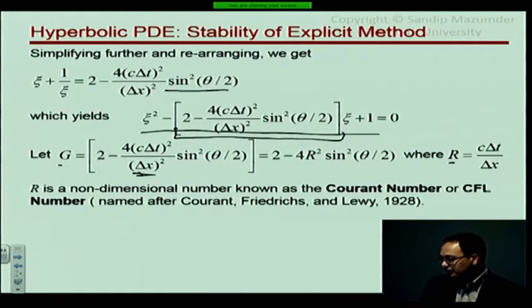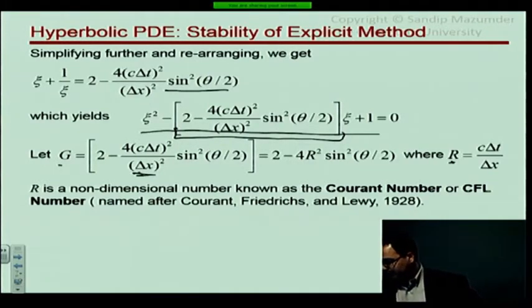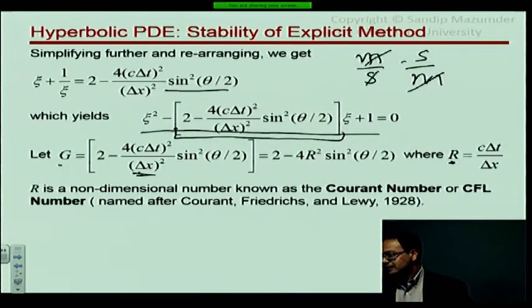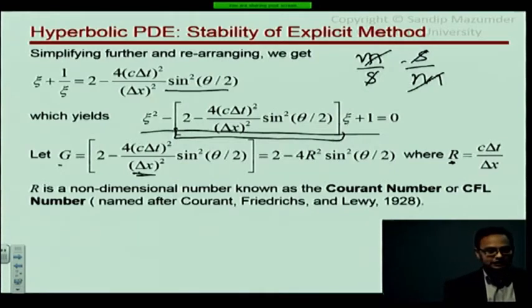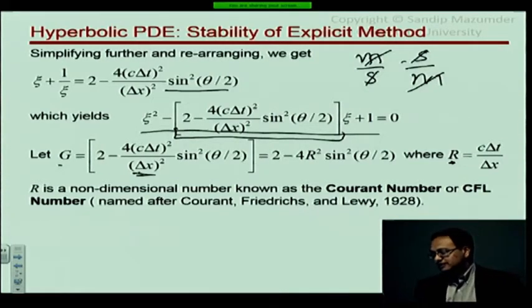Now this r, by the way, has a special name. This is a non-dimensional number. You can see this c has units of meters per second because it's speed, right? Delta t is in seconds and delta x is in meters. So the units cancel out, and you get a non-dimensional number. C delta t over delta x is actually called the Courant number or CFL number.